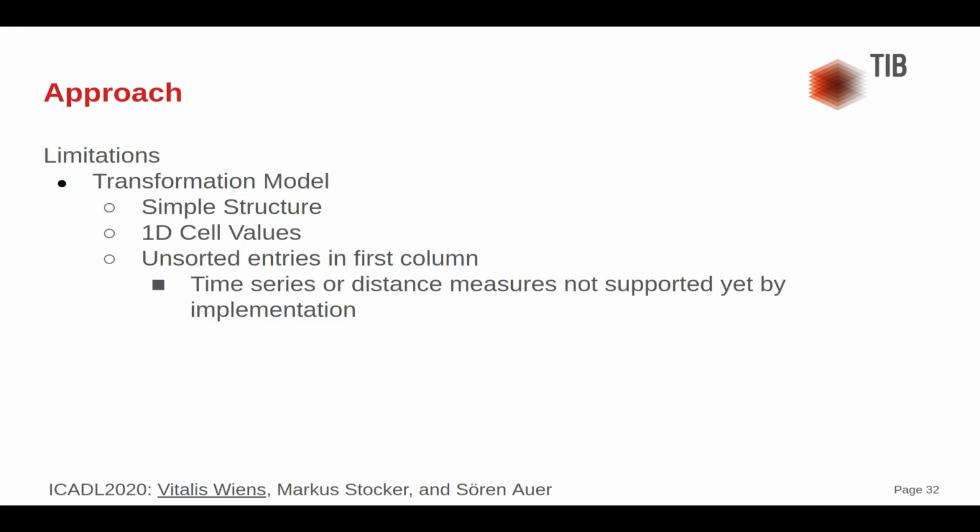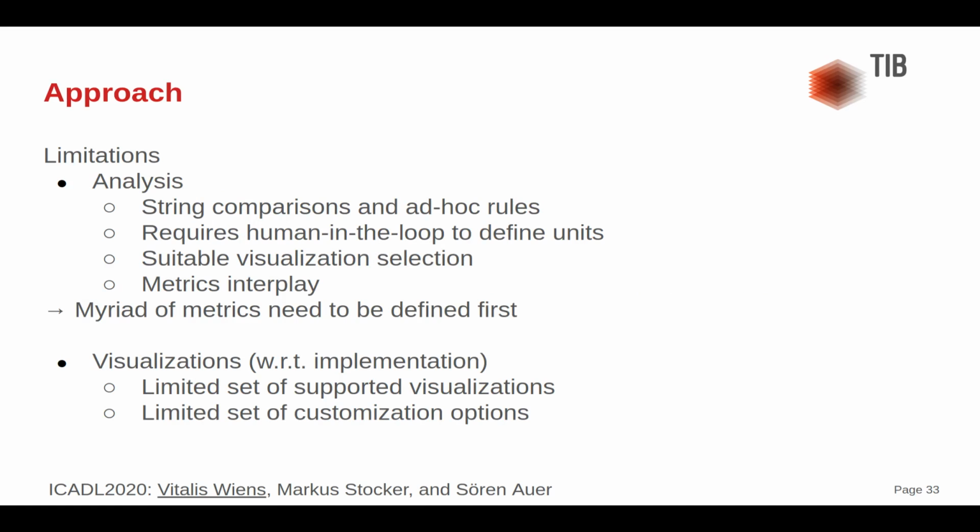As a prototype, our approach has several limitations. We use a simple structure for the transformation model. We currently support only one-dimensional cell values. Furthermore, sorted entries such as time series are not supported by the implementation. The analysis of semantics is realized using string comparisons and ad hoc rules. Furthermore, the approach requires user input to assign units to columns.